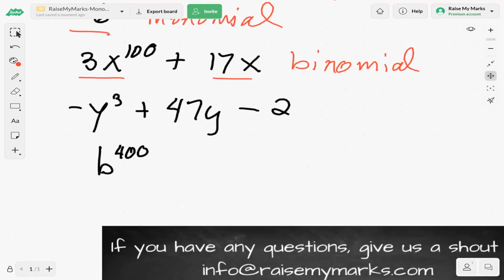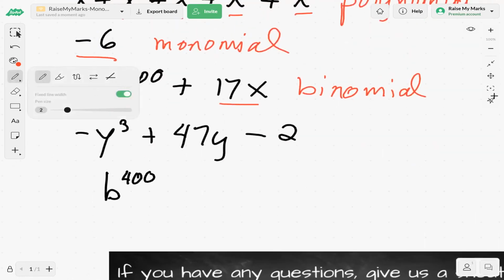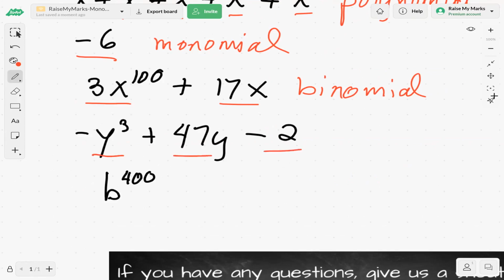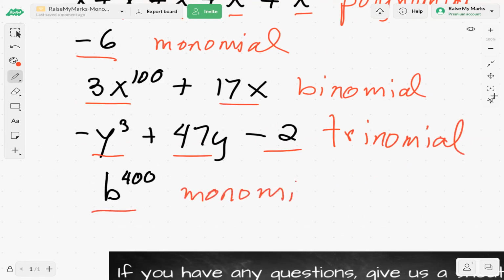How many do we have? 2 left. Okay, we have negative y cubed plus 47y minus 2. 1, 2, 3 terms. So trinomial. And last one, b to the power 400, a single term. So we have a monomial.